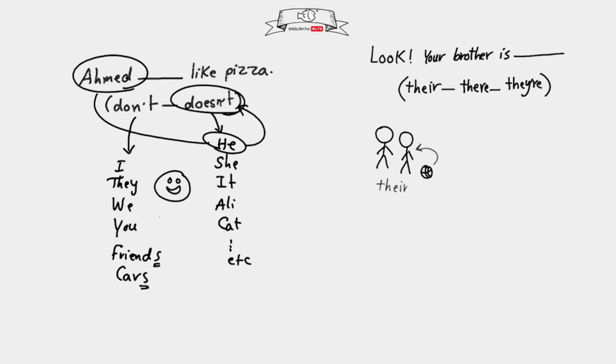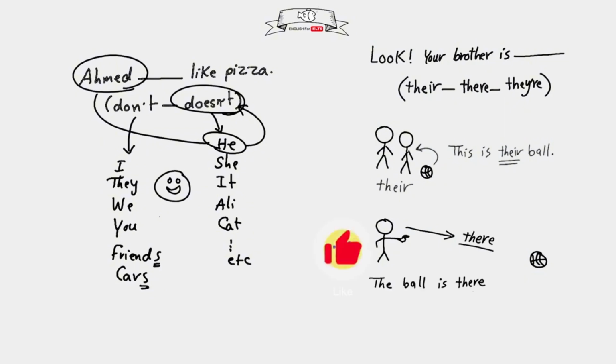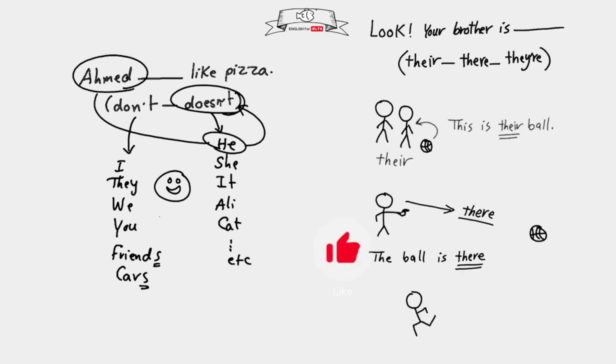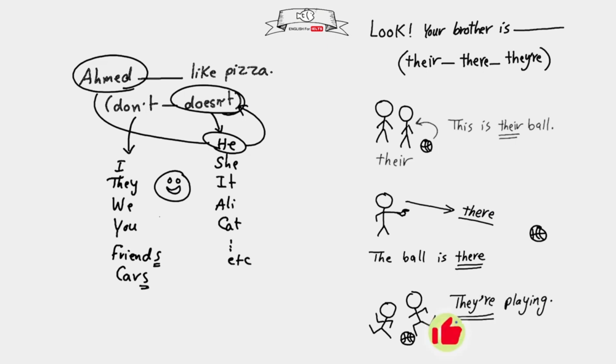Here we use their, T-H-E-I-R, to say this is their ball. And here the boy is looking at the far ball. And here we use there, T-H-E-R-E, to say the ball is there. Clear? Here the boys are playing football. Here we say they're playing. We use they're with apostrophe R-E in the end, which is the short form of they are. Wow, big difference between the three ones.